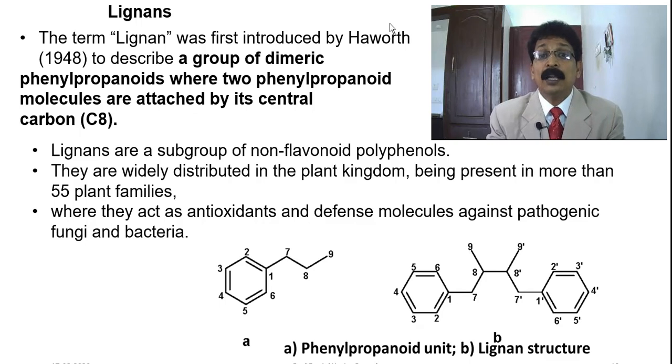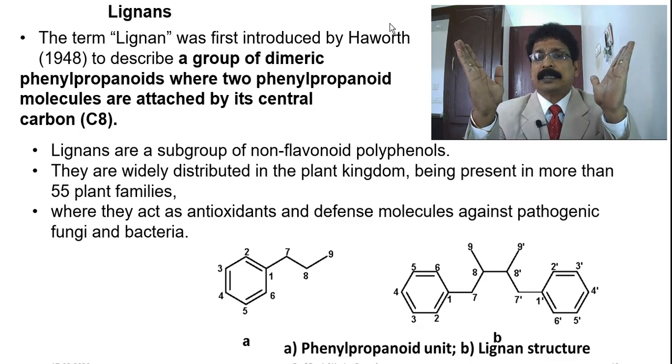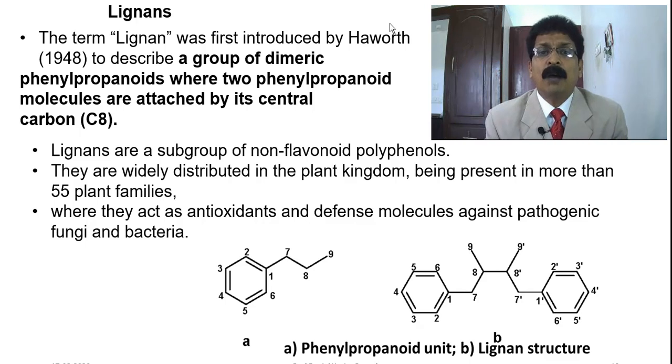A shows the phenylpropanoid unit, a benzene ring with a 3 carbon atom unit, that means propane. So phenylpropanoid units A and B, you can see the two units are joined together at the 8th carbon atom, and the 9th carbon atom becomes a free methyl group. Very simple. That is the lignan structure. So the lignan structure is formed by the dimeric form of a phenylpropanoid unit.